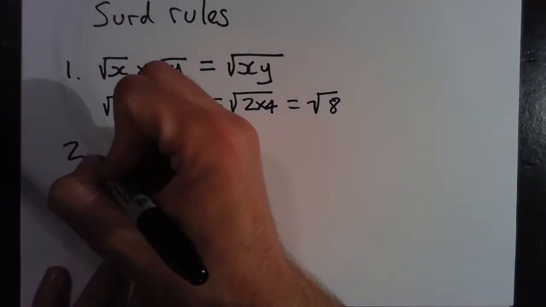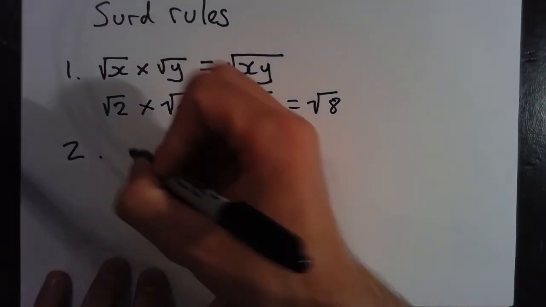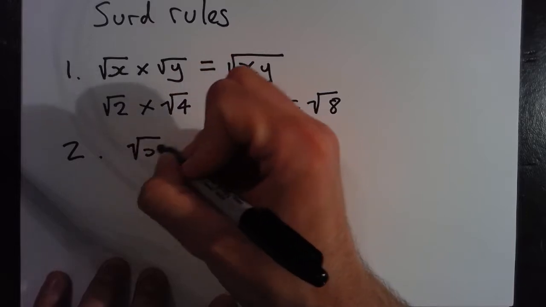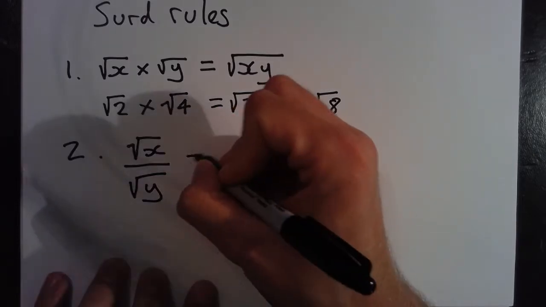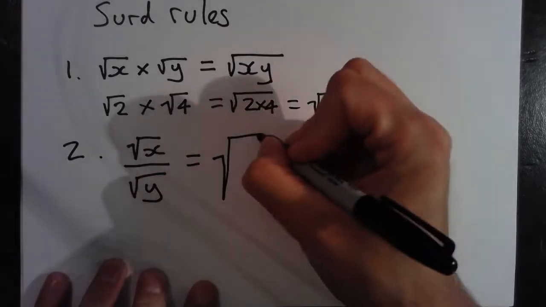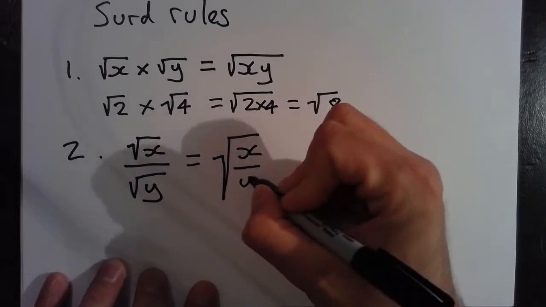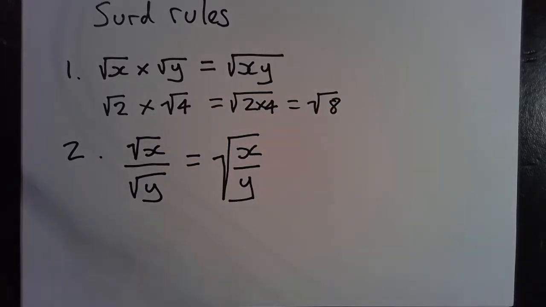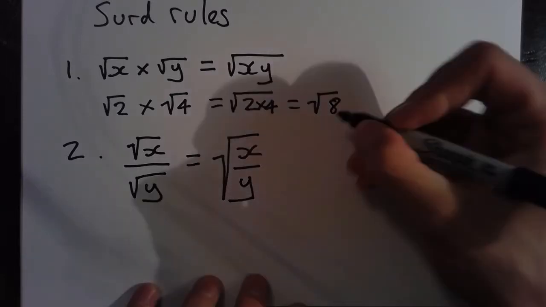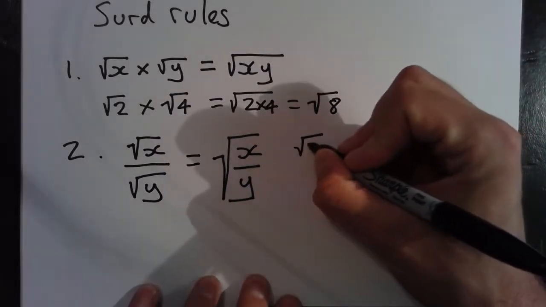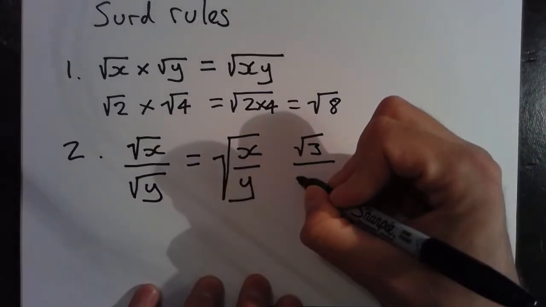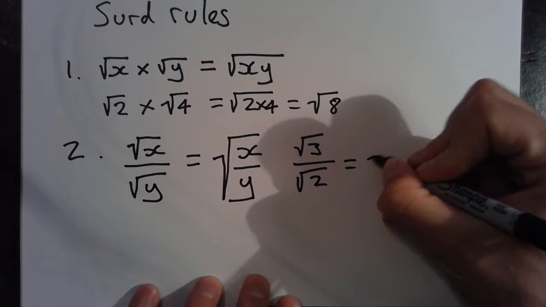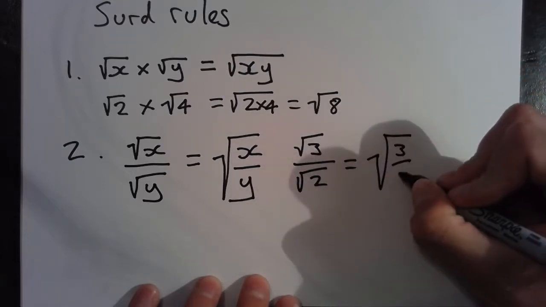The second rule we have on surds, so we're going to call that rule number 1. Rule number 2 is to do with fractions, and if we have the square root of x divided by the square root of y, that is exactly the same as saying the square root of x over y. Sorry about starting again. So if we had the square root of 3 over the square root of 2, that is the same as the square root of 3 over 2.